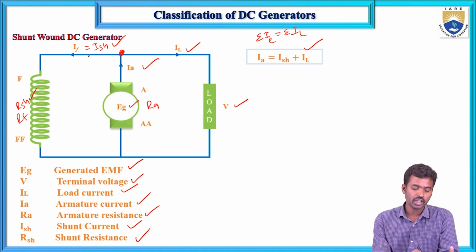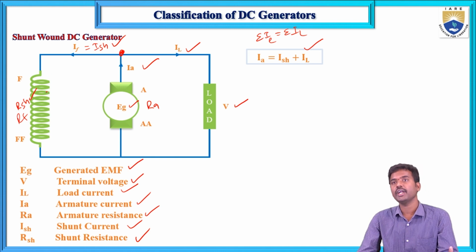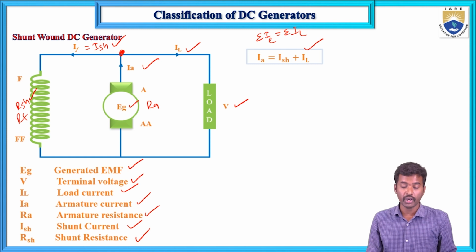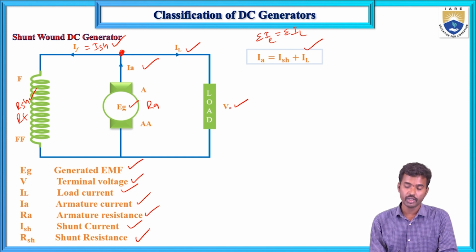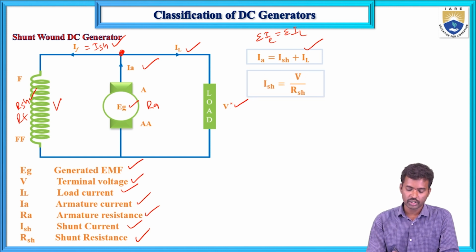Next, the shunt current formula. Here the field winding, armature winding and load are all connected in parallel. In a parallel connection, the same voltage is developed across each element. So the terminal voltage equals the field winding voltage. If we know this voltage and the resistance, we can calculate the shunt current. Here ISH equals terminal voltage divided by RSH. The second formula is derived.